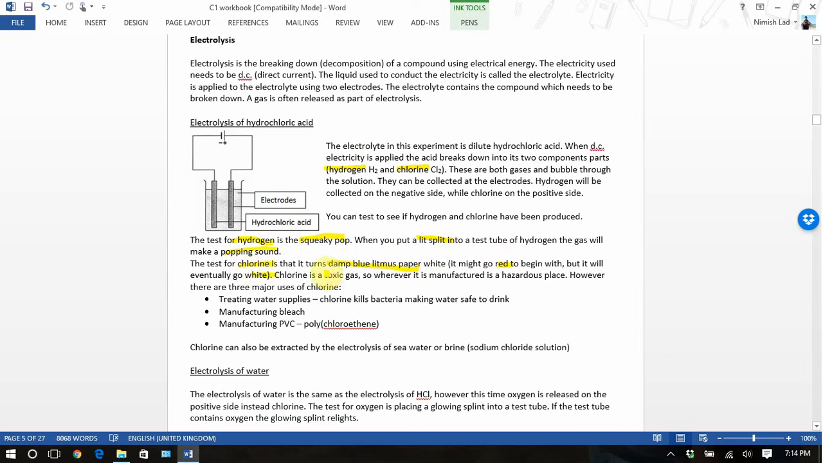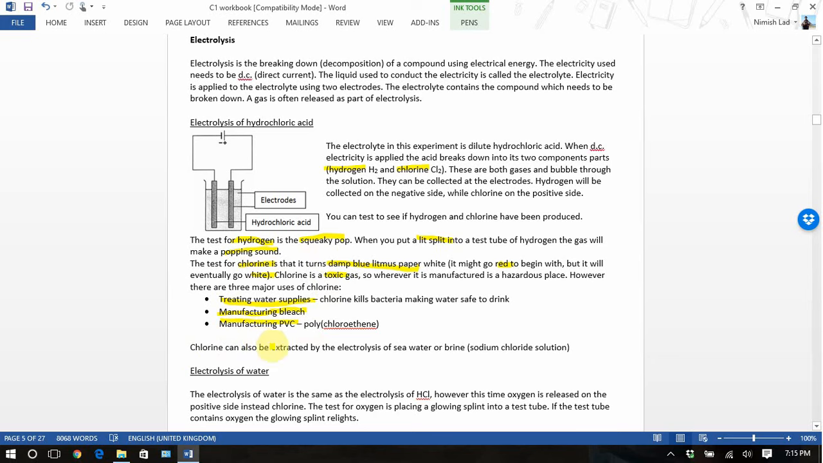Remember, chlorine is toxic. Wherever it's manufactured, it's hazardous. If you breathe it in, it's dangerous for our lungs. But it has many uses. We use it to treat water supplies because it kills the bacteria. It's used for manufacturing bleach, again because it kills bacteria, and also for manufacturing PVC, polychloroethene, which is a very useful plastic.